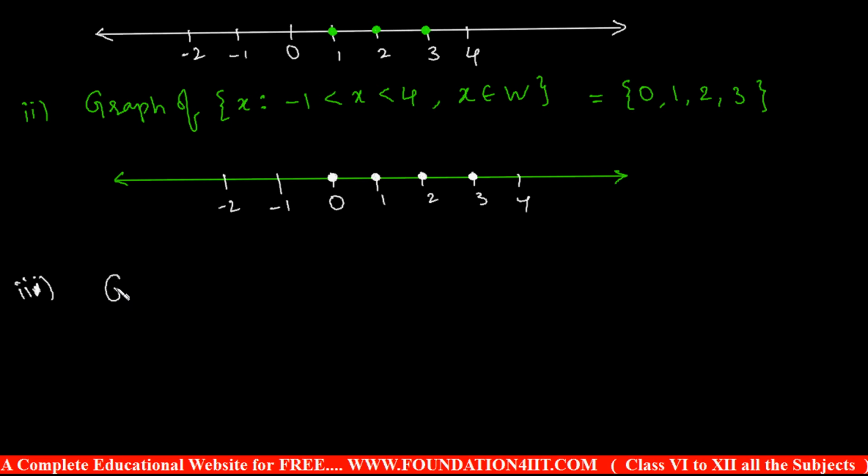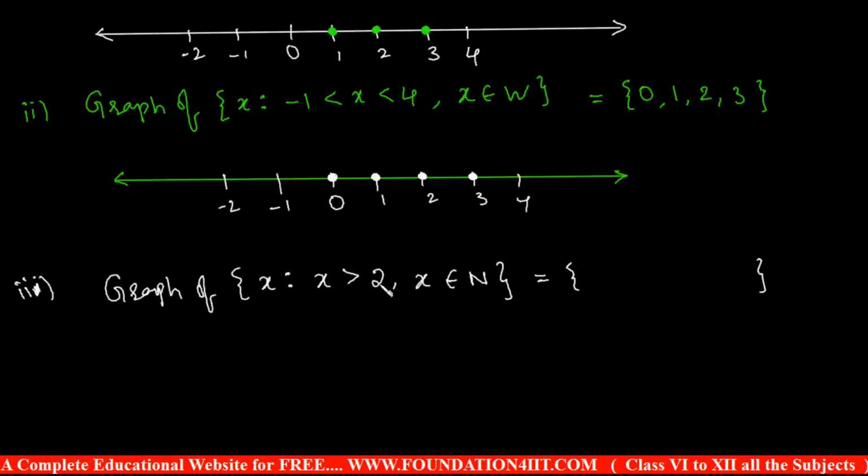Let the graph of the first two questions be a finite set, so the numbers are finite, not infinite. If in case the question is the graph of x such that x is greater than 2 and x belongs to natural numbers, here is how we can make the solution set.